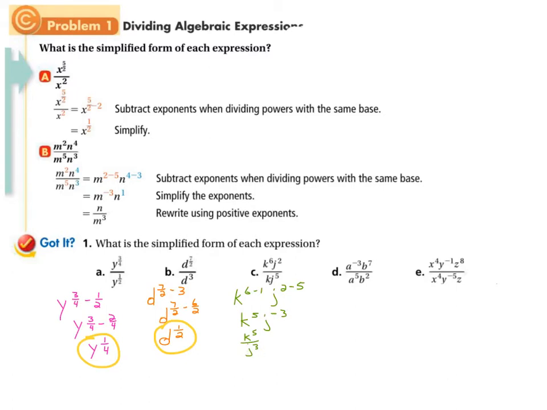Oops, sorry about that. And we are done with that one, so let's mark that one as well. That is the final answer for that. What about D? Well, again, we're going to deal with these each separately, so we're going to take a to the negative 3 divided by a to the fifth and do a to the negative 3 minus 5. For the b to the seventh divided by b to the second is b to the 7 minus 2, and I should have a minus 2 in there.